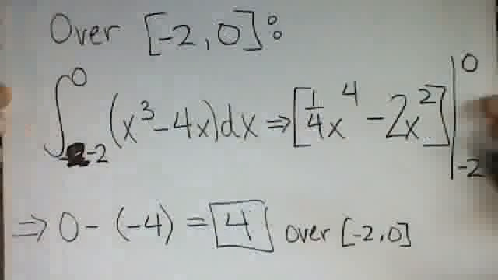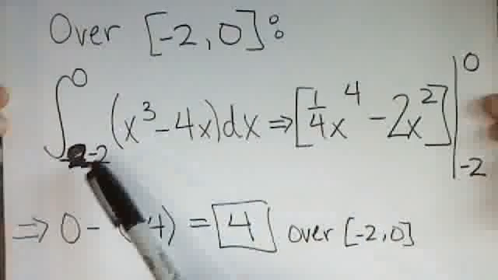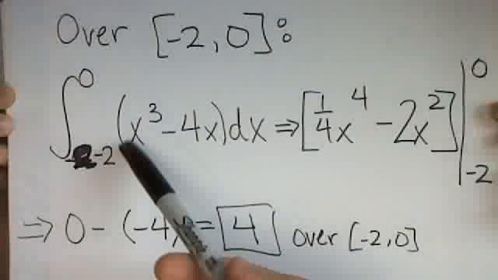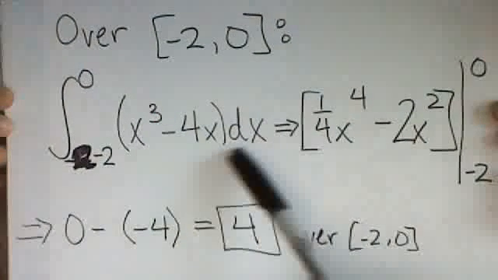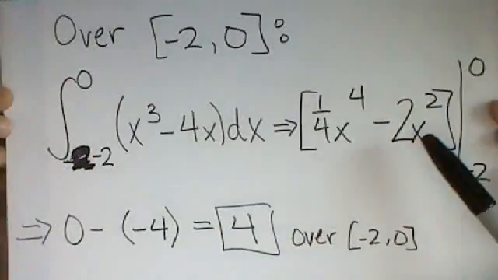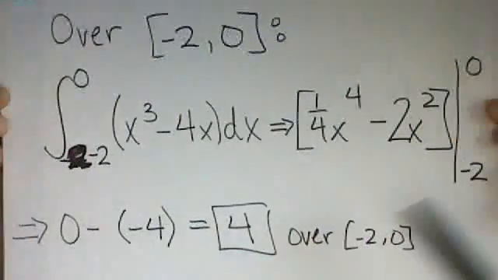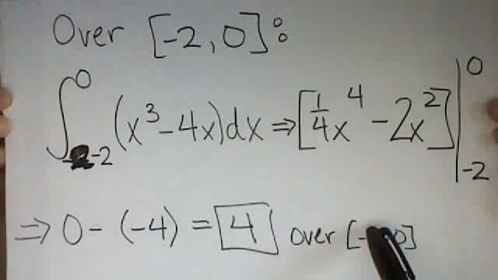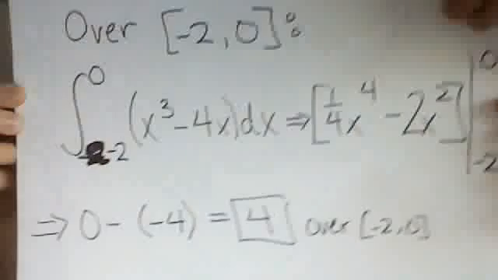So for the interval of negative 2 to 0, you integrate from negative 2 to 0 of this function, x cubed minus 4x, and then you get this, 1 over 4x to the power of 4 minus 2x squared. With the boundaries, you solve, you get 4, and that's for that interval. So you have 4 for that interval.